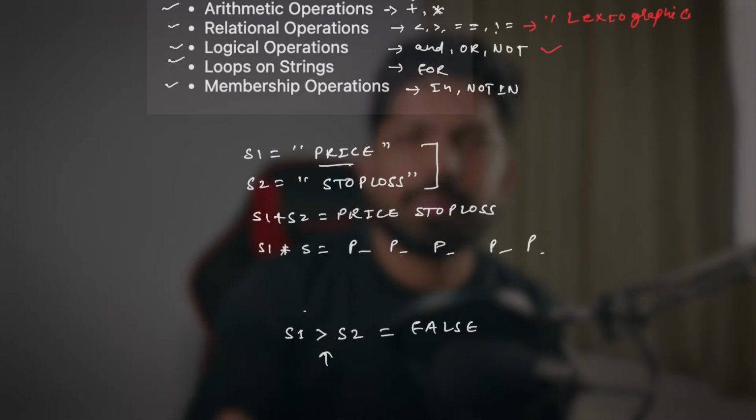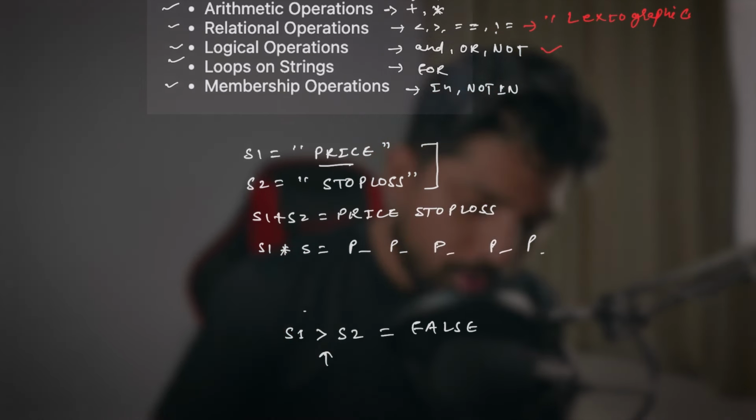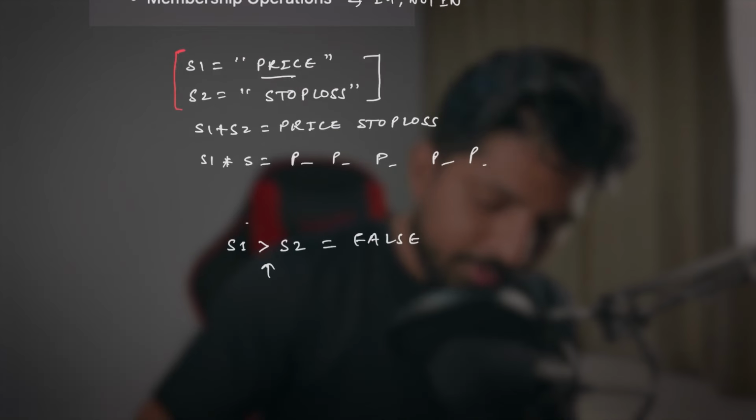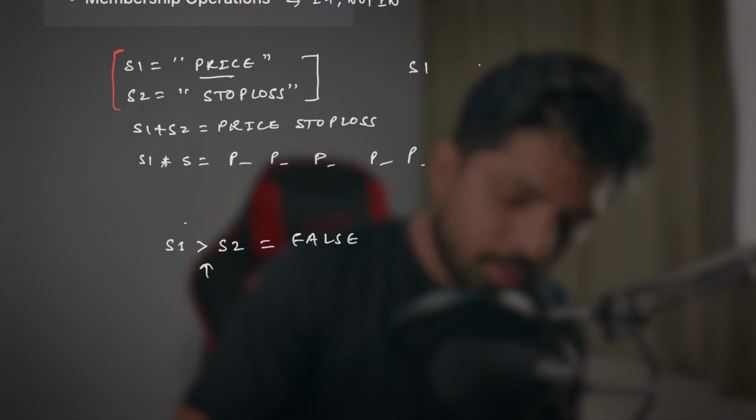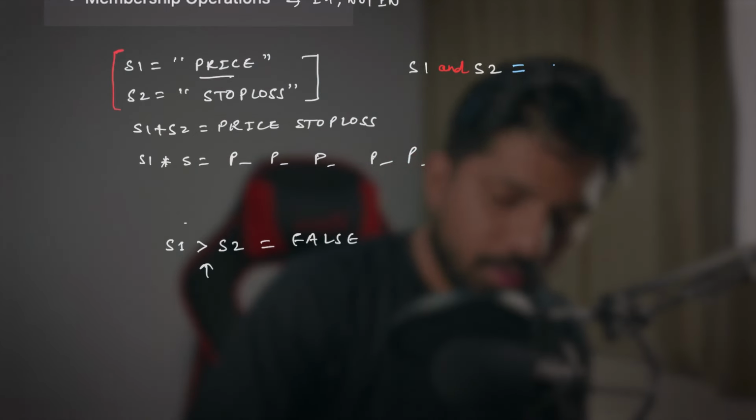And then we have logical operators. It is not of that much use, but it's very interesting, and it also shows a very weird property. How does it work? For example, we have S1 and S2, right? If I write S1 and S2, performing the AND logical operation on these two strings, what will happen? It will give me an output of stop loss.